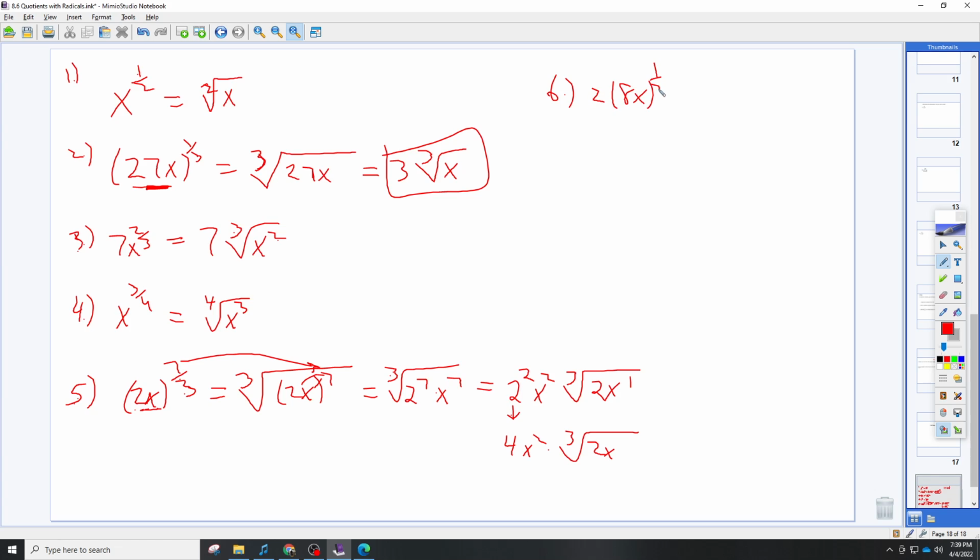8x to the 1/2. Okay, so we can change this. The 2 stays as it is, but the 1/2 goes to everything. Or in other words, you could write it as the square root of 8x.